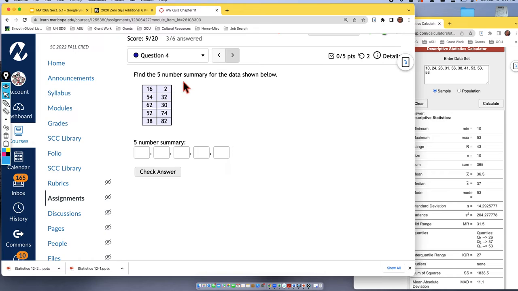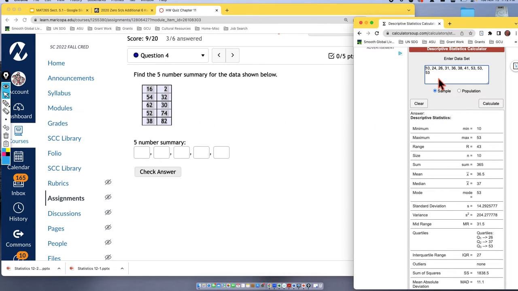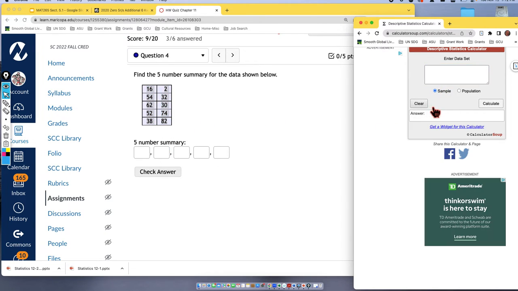We'll see. Find the 5-number summary for the data shown below. Now, we didn't talk about 5-number summary. Again, I think I have it for next week. I'll have to update this, but let's copy it. You can do it that way too. Come over here, we can clear out the data, and then let's paste this in. And yeah, did I get all the data? Yeah, it looks like it's all in there.